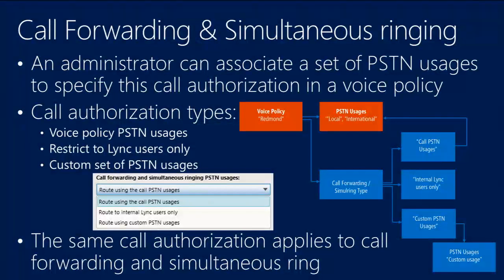Two new options. Route to internal Lync users only. I'll let you SIM ring or call forward, but only to another Lync user. That's pretty restrictive, right? Or the bottom one, use custom PSTN usages. I'll let you build another set of PSTN usages that say, okay, you as a user get usages that let you do internal, local, national, international, premium, toll-free. Sweet. But for call forwarding SIM ring, you get internal, local, national. That's it. So as a user, I could still make the international call, but now I can't SIM ring or call forward to an international number. I can only SIM ring or call forward to a national number.